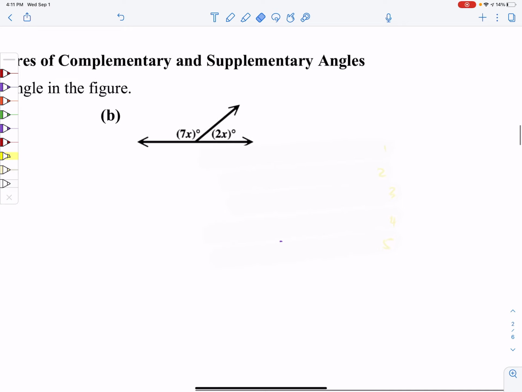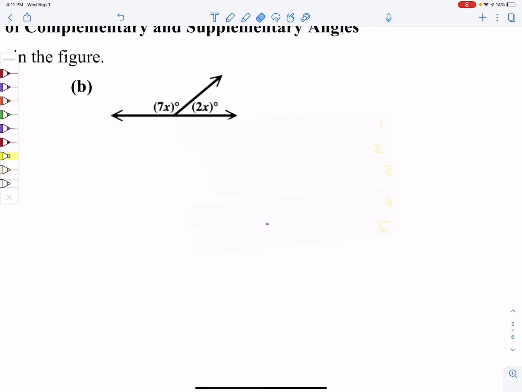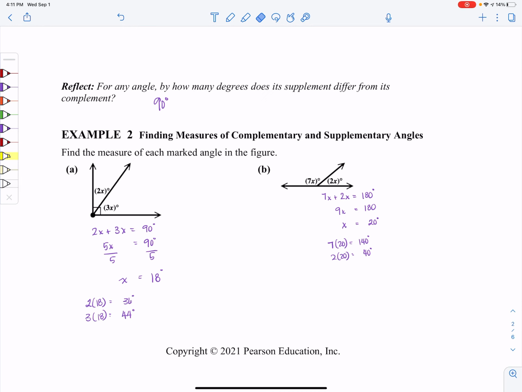Same concept for part B. The difference is that now these two angles are supplements. They form a straight angle. So we'll set up an equation, 7x plus 2x equals 180. Combine like terms, divide by 9, and we'll get that our x value is 20 degrees. So the larger of the two angles is going to be 140 degrees. The smaller of the two angles will be 40 degrees.